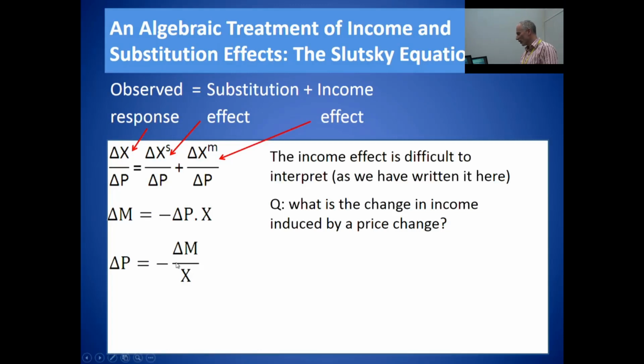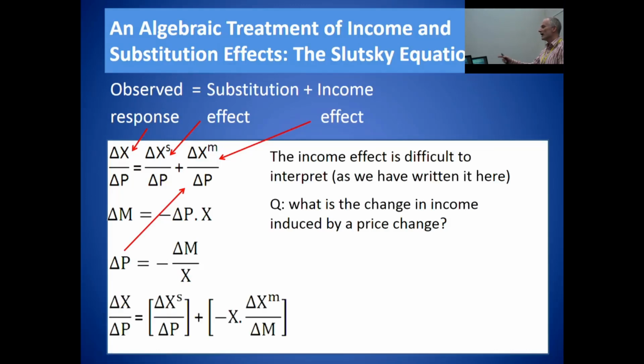But look what we've got here. We've got a delta P there. We've got a delta P there. So just take this term here for delta P, which is minus delta M over X, and substitute it into there. Once you do that, it gives you that expression there.